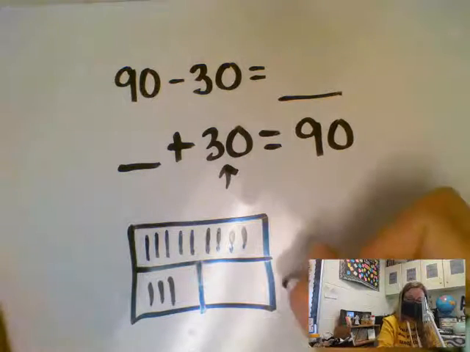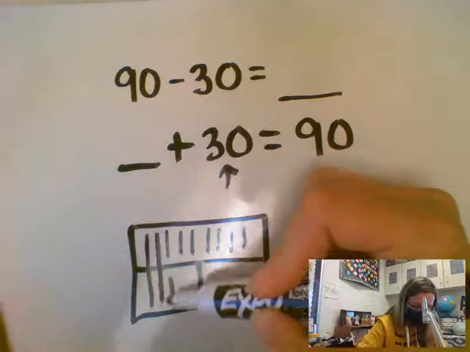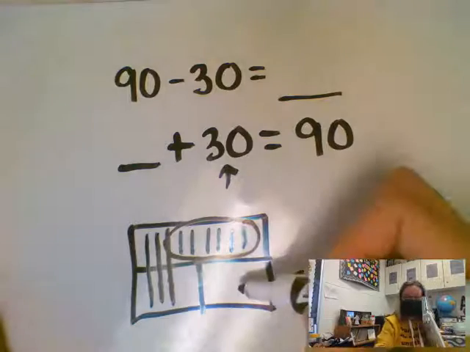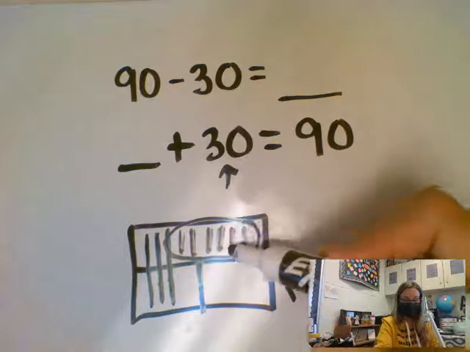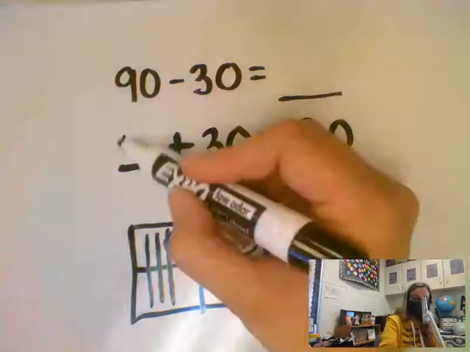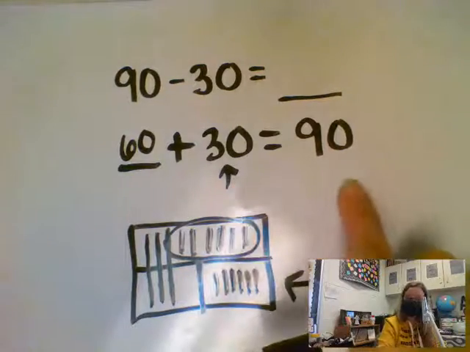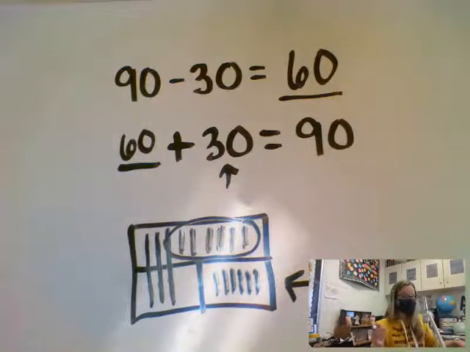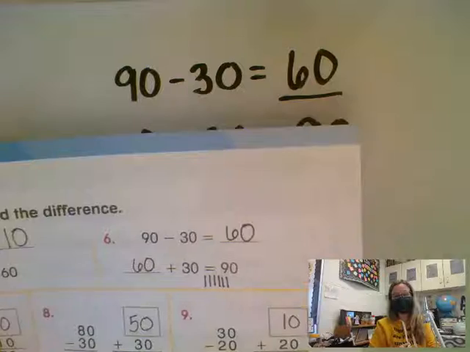So let's compare to solve for this missing part. I have 10, 20, 30. That means that these remaining 10s will be the other part. So that's 10, 20, 30, 40, 50, 60. My missing part is 60. If 60 plus 30 equals 90, then 90 minus 30 equals 60. And you can write that in next to number 6 on your paper.